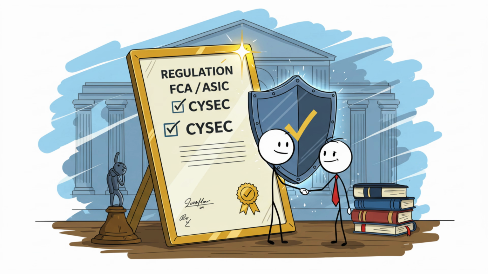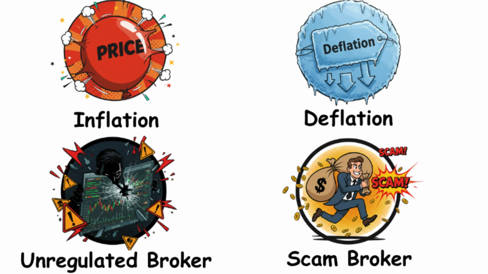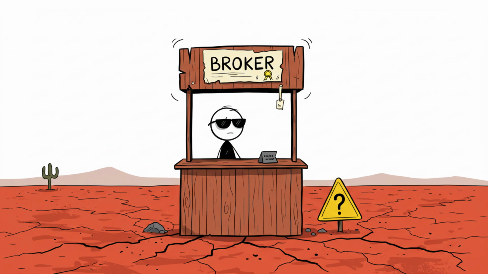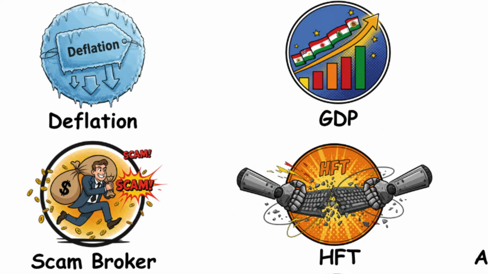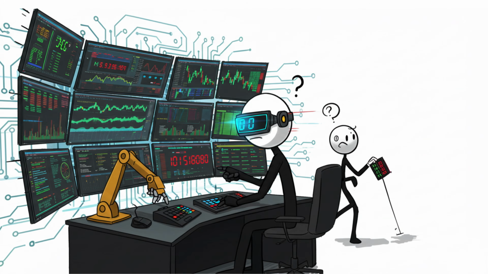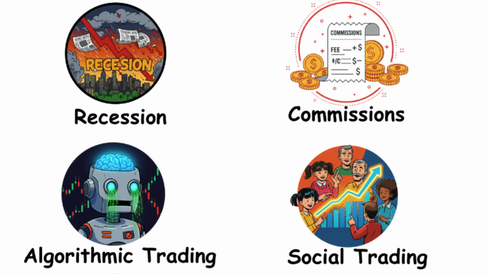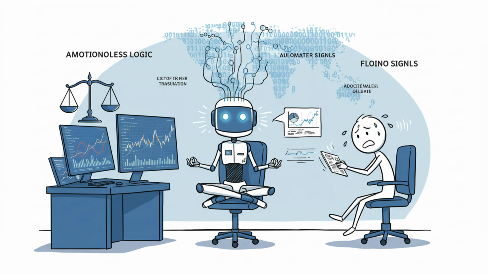or CYSEC. Unregulated broker, a broker operating without regulatory oversight, often riskier but may offer more flexibility. Scam broker, a fraudulent broker that manipulates prices, blocks withdrawals, or vanishes with client funds. High-frequency trading, automated trading strategies that execute many orders in milliseconds using algorithms. Algorithmic trading, trading done using pre-programmed rules and computer code, removes emotional decisions.